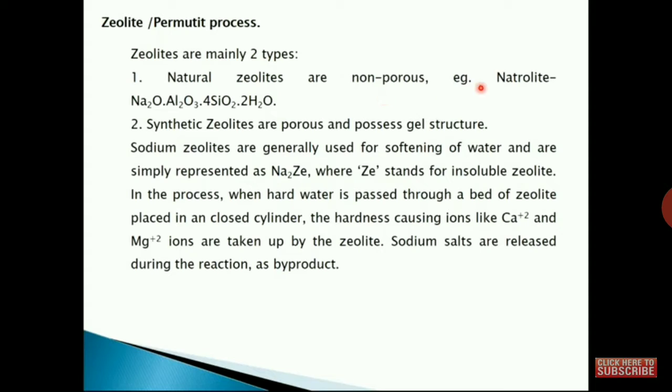An example of this natural zeolite is natrolite, which has the formula Na2O, Al2O3, 4SiO2, and water of crystallization is also there. And the sodium and the aluminium are actually there in the cavities of the zeolite structure, which is microporous, but not the natural one. Natural zeolite does not have the gel structure or the porous properties.